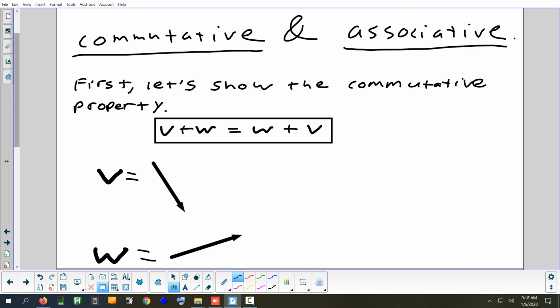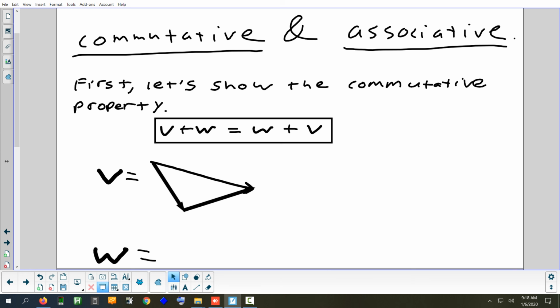So here's two vectors, v and w. What I'm going to do is first add them the way they are on the left, v plus w, and then I'll switch it and do w plus v, and we'll just compare the two results. Here's v plus w. That means you put v first, and then put w on the end of it. Here's the answer for v plus w. Now, when I do it the other way, it might not be exact, because I'm not using a ruler, I'm not using graph paper, stuff like that.